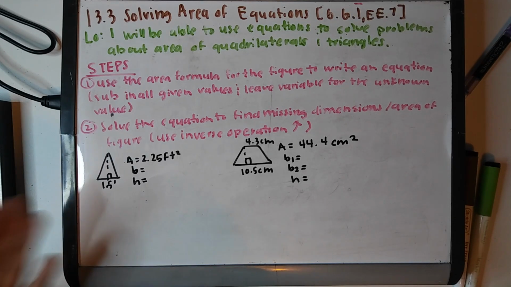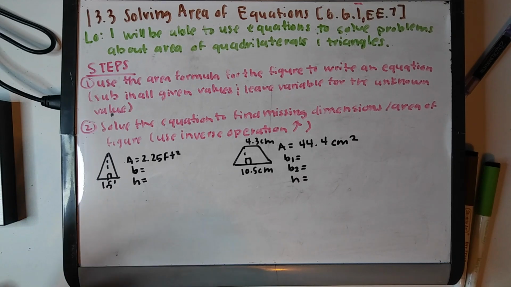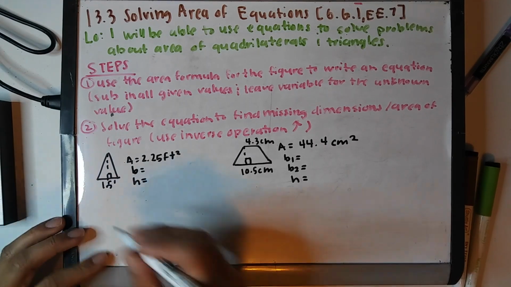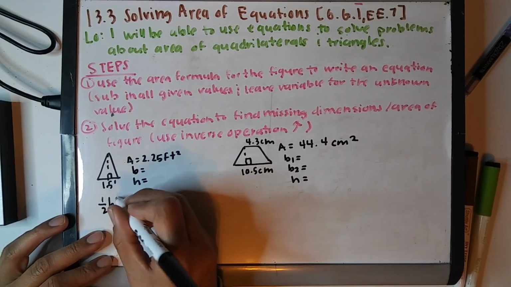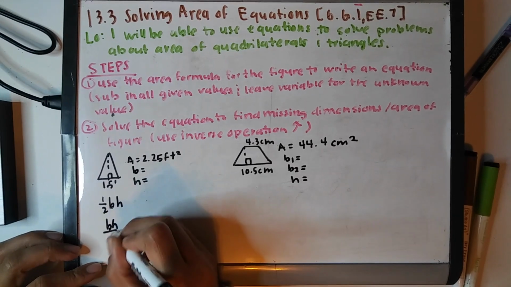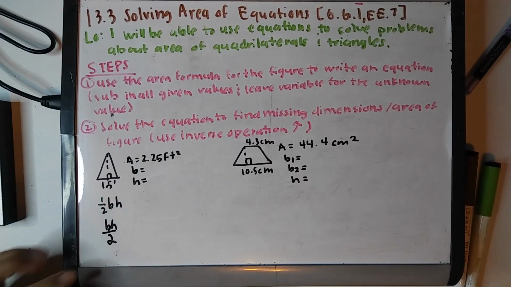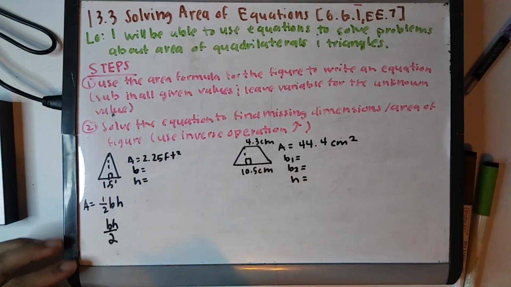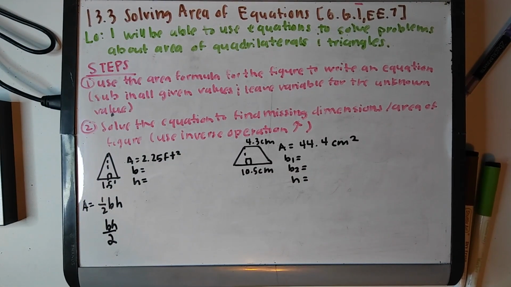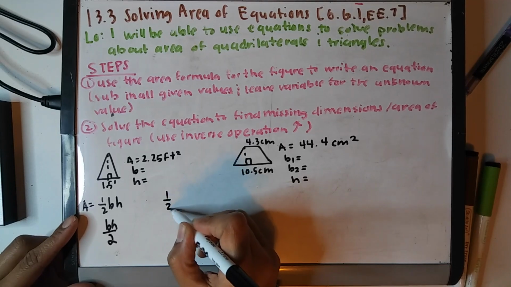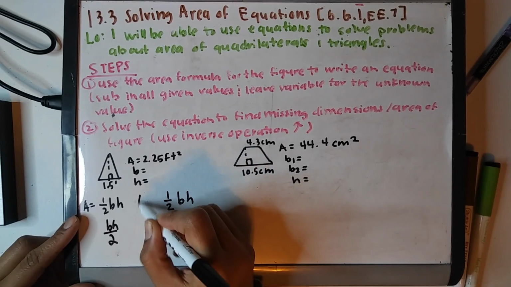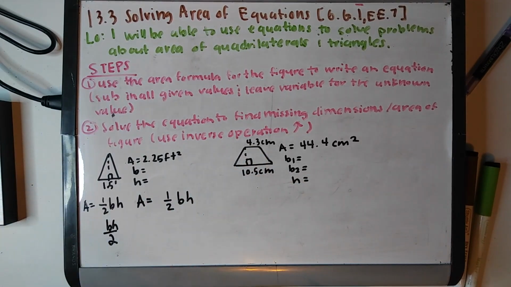Two steps. Again, you have to use the formula for the figure, write the equation, and sub in all the values you're given, and then figure out the unknown. I know the formula for this one is 1/2 times base times height, or base times height divided by 2. In this case, I'm gonna use this one because it's easier for me to show you, and I don't want you getting confused. So I'm gonna rewrite that, and then start erasing what I know and plugging in what I know.